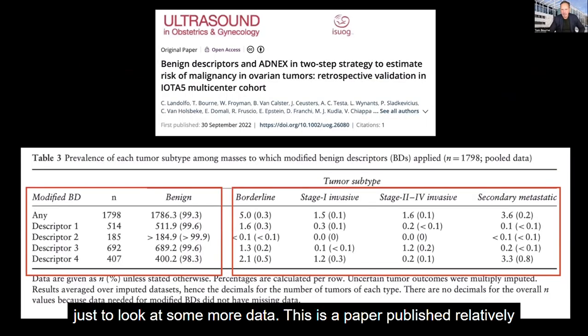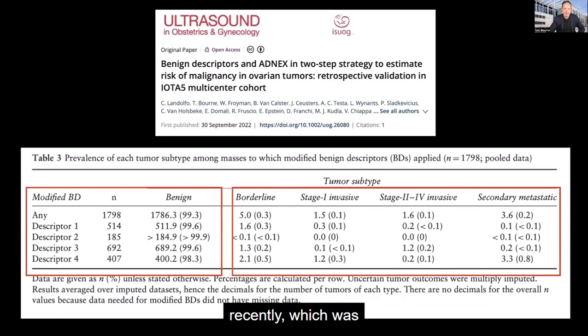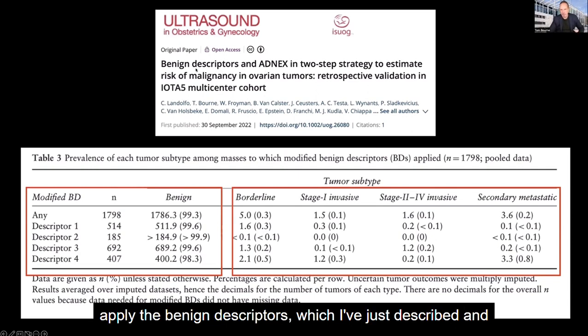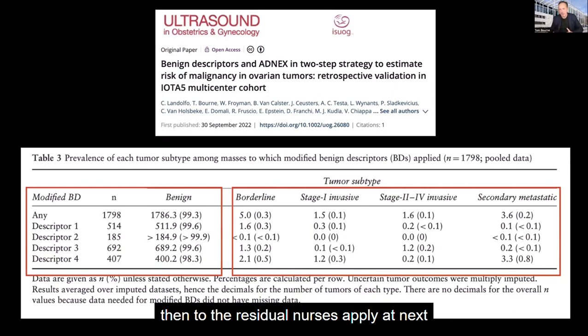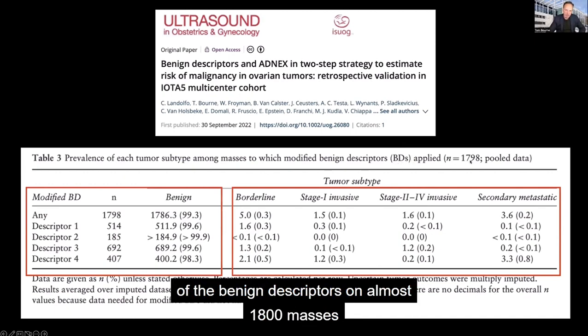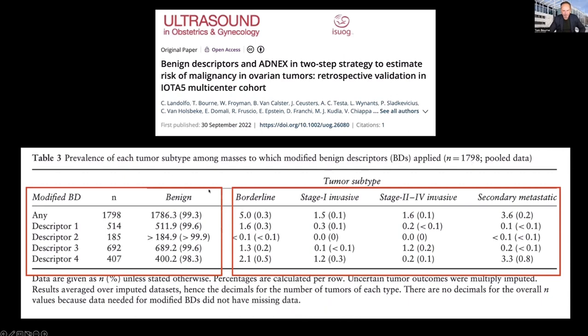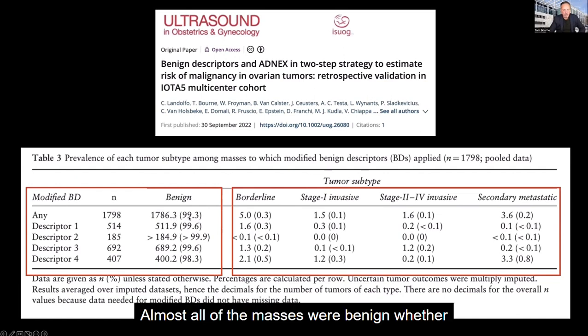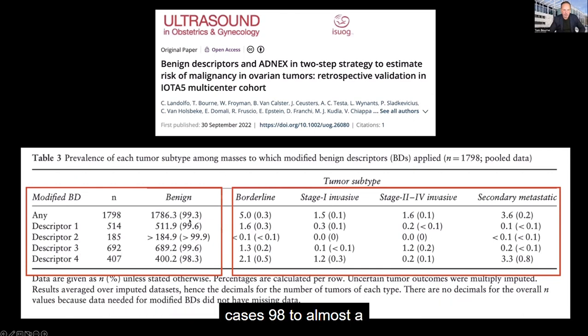Just to look at some more data, this is a paper published relatively recently, which was about the 2-step strategy, which I think Dirk is going to talk about, where initially you apply the benign descriptors, which I've just described, and then to the residual masses, apply ADNEX. But let's just look at the performance of the benign descriptors on almost 1,800 masses. And you can see that when you had the benign descriptors and you could apply them, almost all of the masses were benign, whether it was benign descriptor 1, 2, 3, or 4. In all cases, 98 to almost 100%.